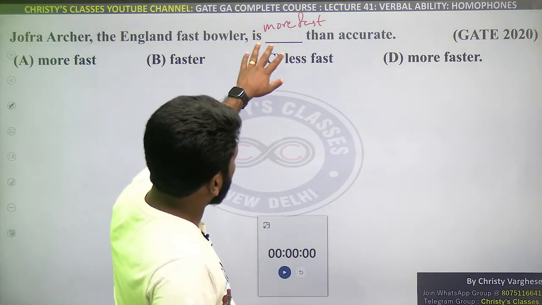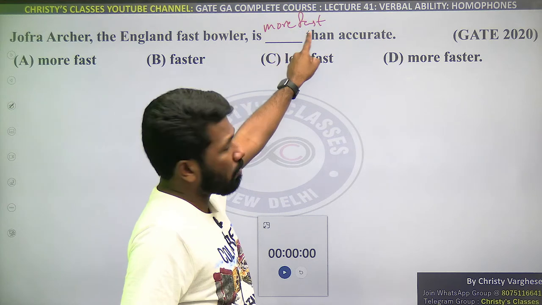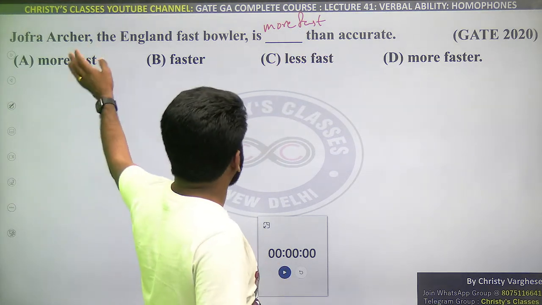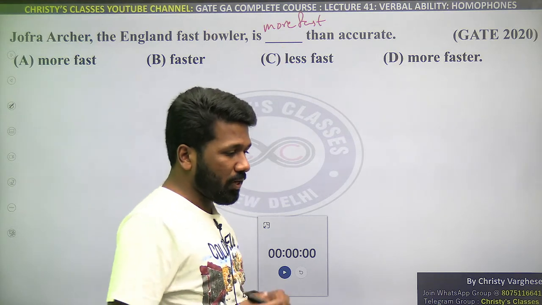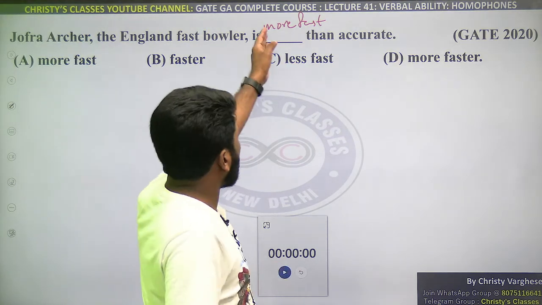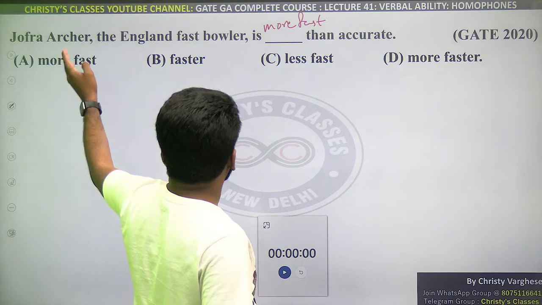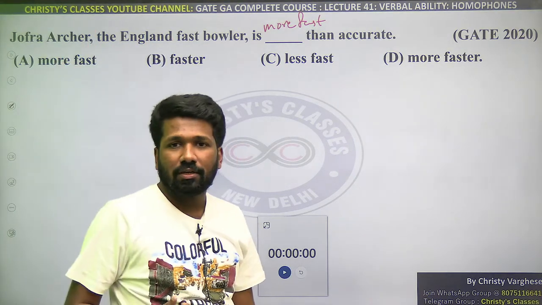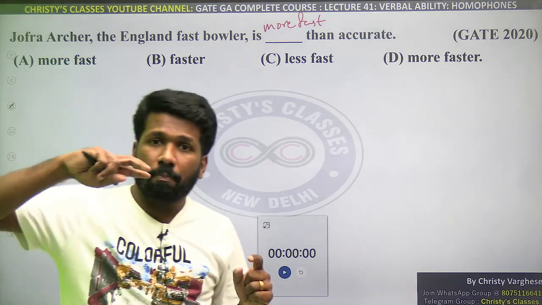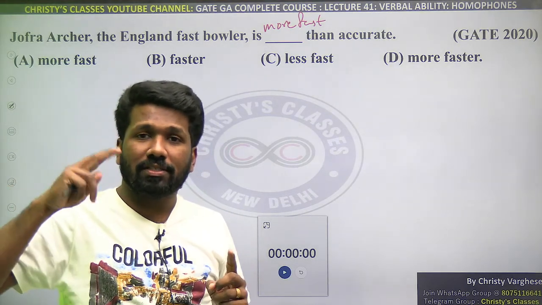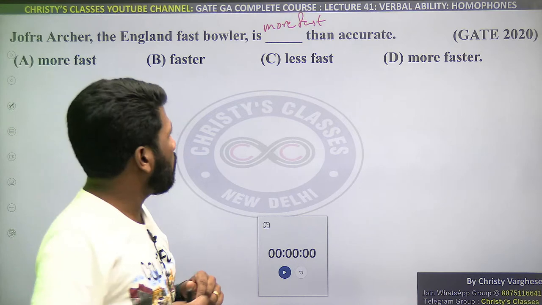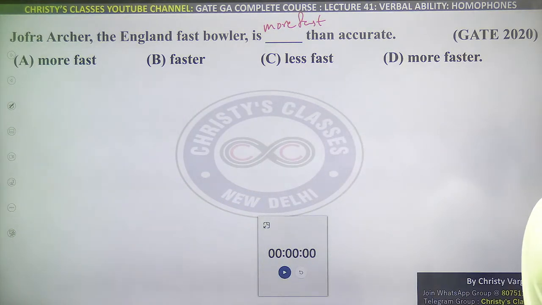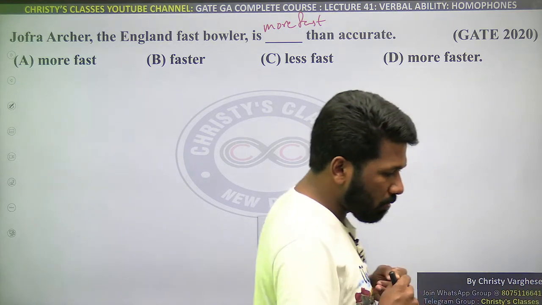So here you need to know the difference between when to use more fast and when to use faster. Faster can be used if Jofra Archer's speed is compared with another person's speed. More fast should be used because Jofra Archer's speed is compared with Jofra Archer's accuracy. The same noun's two properties or two characteristics are compared. That is why more fast than accurate is correct. All of you understood this? Please respond.